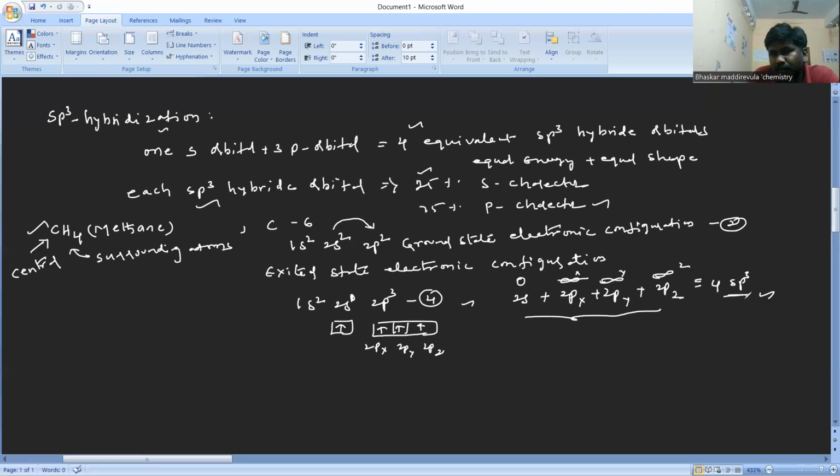So these four will have one electron each. These electrons redistribute in the sp3 orbitals. So these four sp3 orbitals will orient around the central atom carbon.